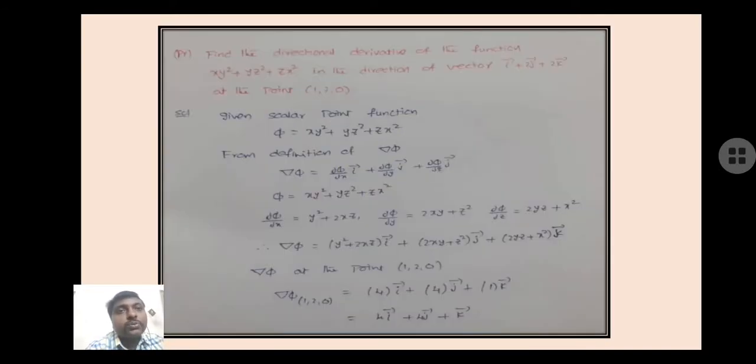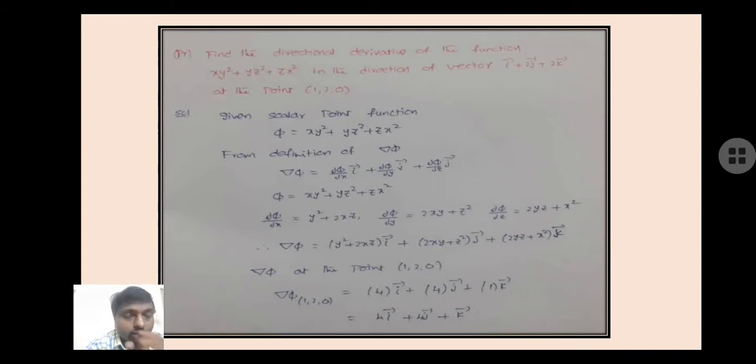I go through the first problem on directional derivative. Find the directional derivative of the function, a scalar point function, xy square plus yz square plus zx square, in the direction of the vector i bar plus 2j bar plus 2k bar at the point (1, 2, 0). That means I am calculating the directional derivative of the given scalar point function in the direction of the vector i bar plus 2j bar plus 2k bar.